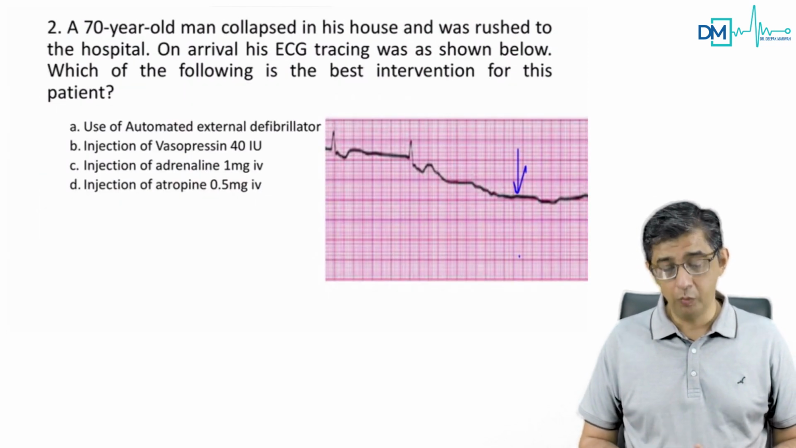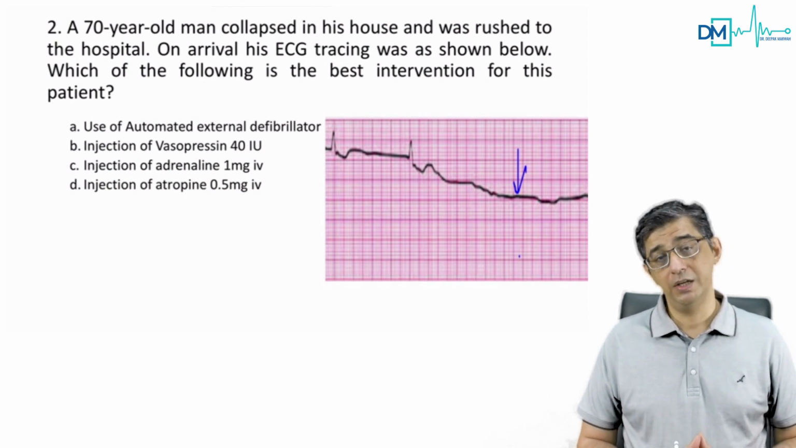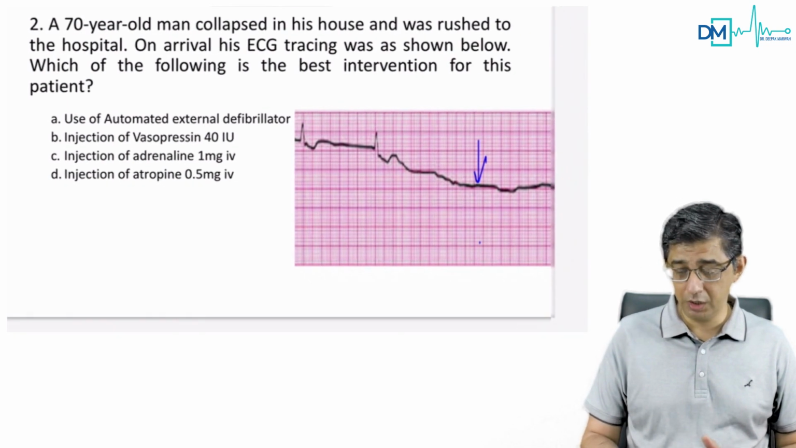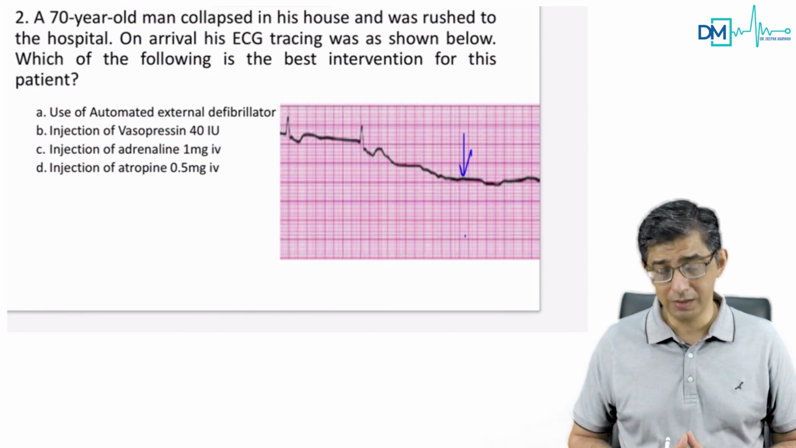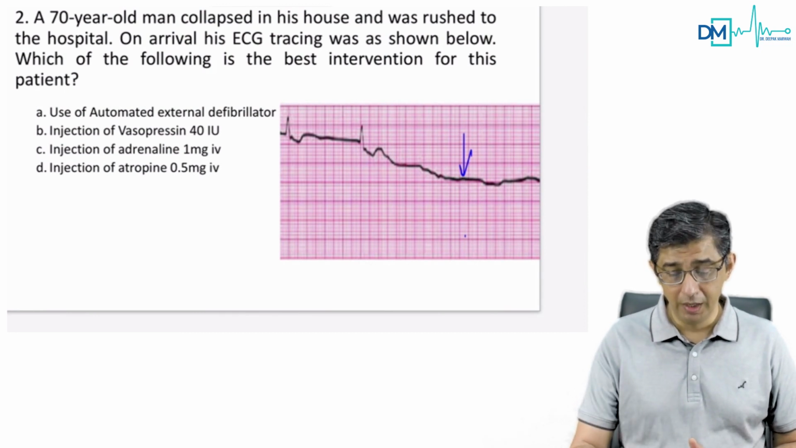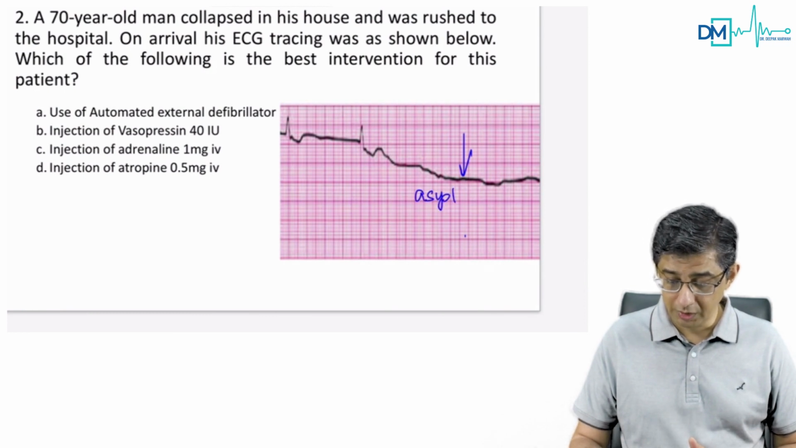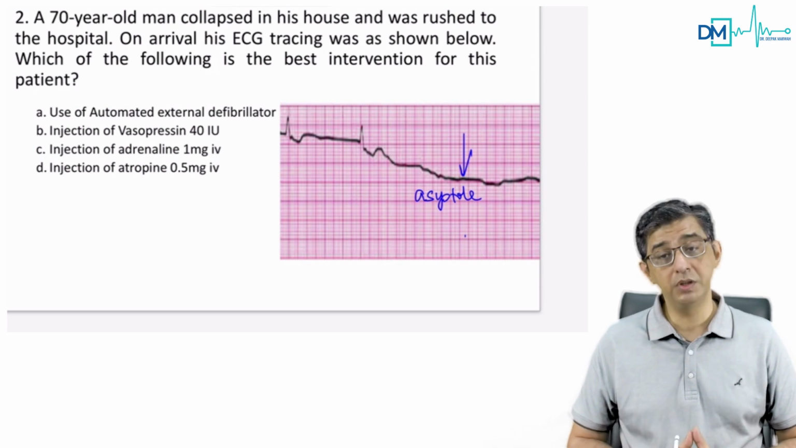Moving on to the next question, which was regarding a flatline ECG. A 70-year-old man collapsed in his house and was rushed to the hospital. We have an ECG in which you can see an agonal rhythm. There can be a few QRS complexes, but it's actually a flat line. And once you have a flat line, we are basically talking about asystole in a patient. The question was, what will be the best intervention for this patient?